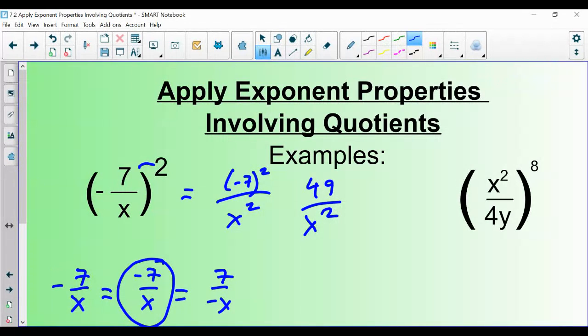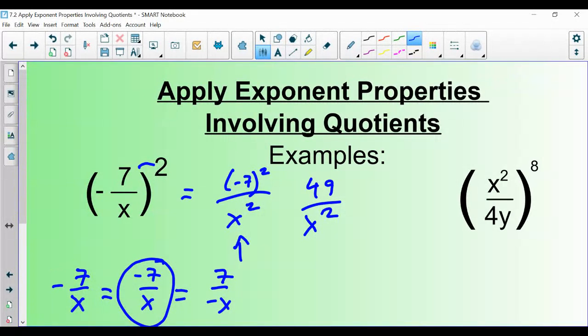Some of the questions in your homework are going to say simplify your exponents completely. Some of your homework questions are going to say leave your answer in exponents. So if I was leaving my answer in exponents, this would be the answer. If it said simplify your exponents completely, that means, hey, I can do this with my calculator or in my head, right? Then I would be looking at this answer.